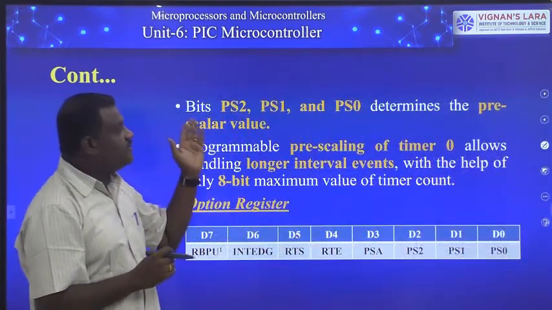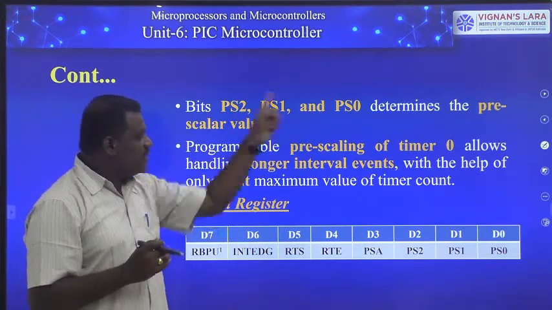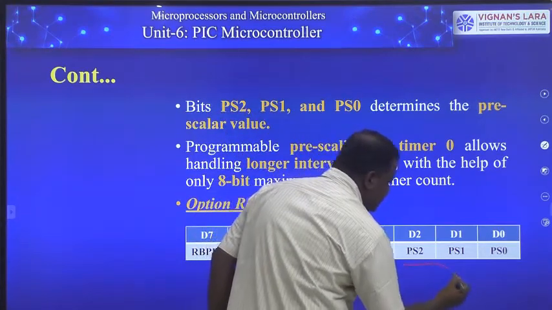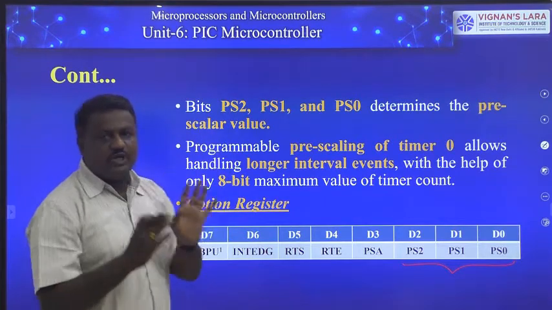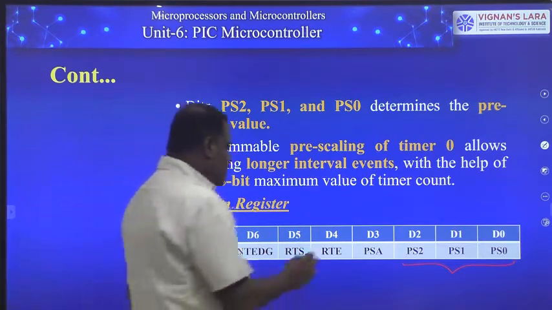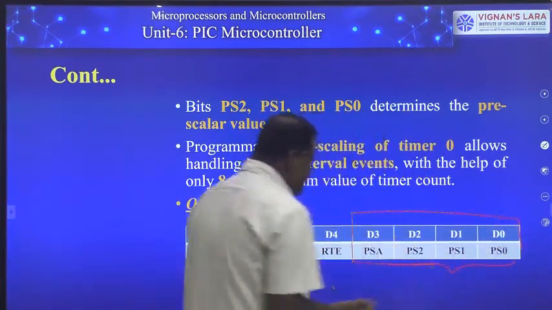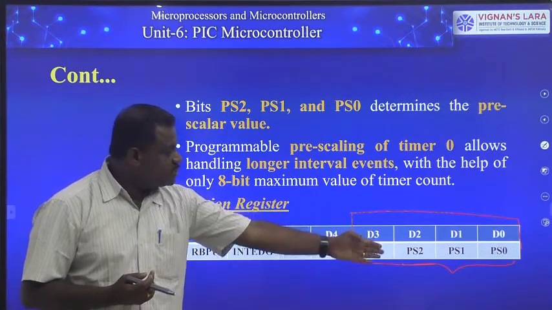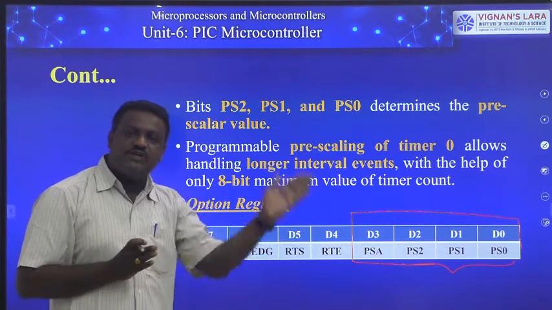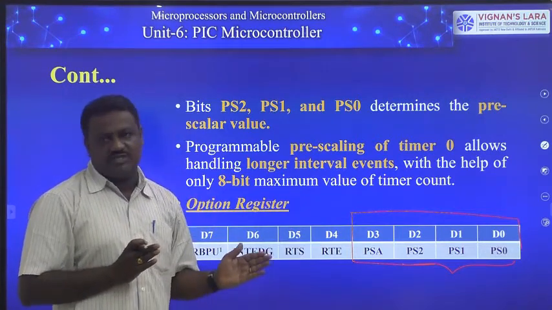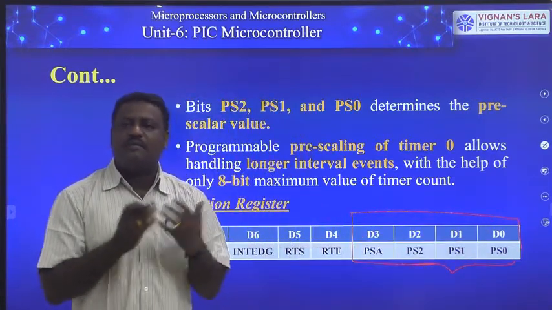Coming to this, the bits PS2, PS1 and PS0 determine the prescaler value. Basically these are the least significant 3 bits. This is my option register for prescaling of timer 0 as well as the Watchdog timer. I took the help of the least significant nibble of the option register: PSA, PS2, PS1 and PS0. By using PSA, I decide whether my prescaling is assigned to the Watchdog timer or to timer 0. With the help of PS2, PS1 and PS0, I select the required prescaling factor.